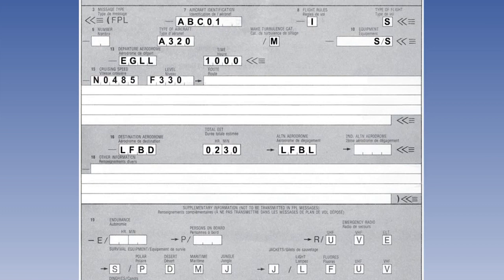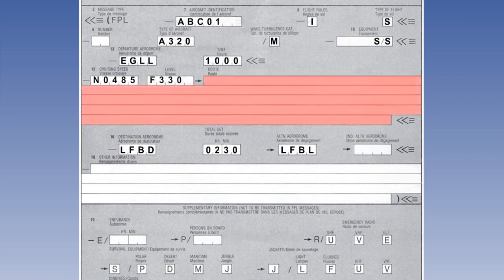This is followed by the cruising level for the first or whole portion of the route, expressed either as a flight level or altitude. A flight level is shown as an F followed by 3 figures, and an altitude is shown as an A followed by 3 figures. These figures are in hundreds of feet.